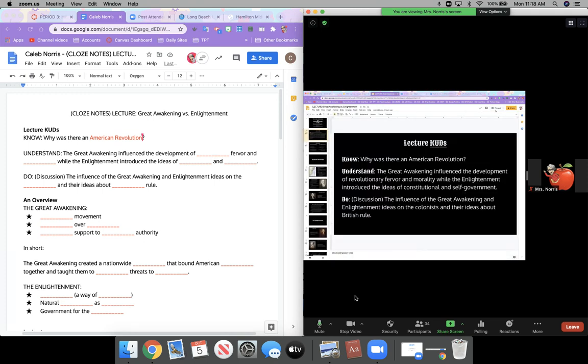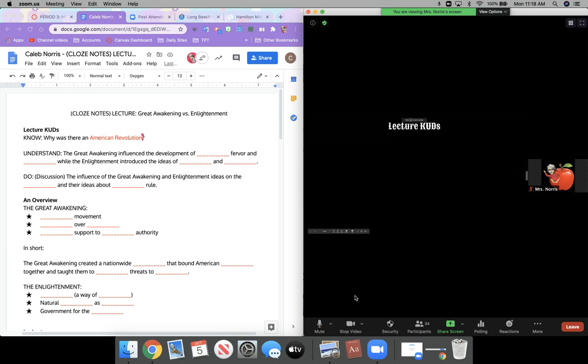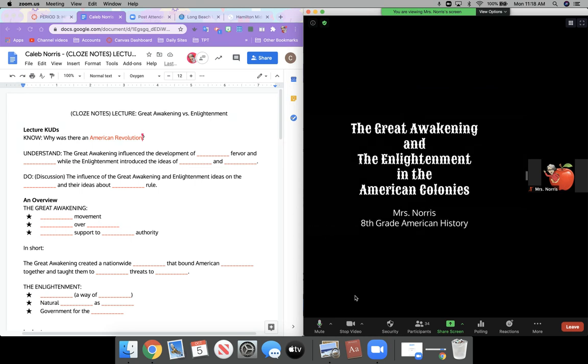So let's move on to our lecture. Okay, so I'm going to move back one. So we're talking today about the Great Awakening and Enlightenment. So these were two movements that occurred in the American colonies and are going to be a huge push for the American Revolution and the eventual end of our relationship with the British government. Okay, so these are two super important movements that you need to know and understand.